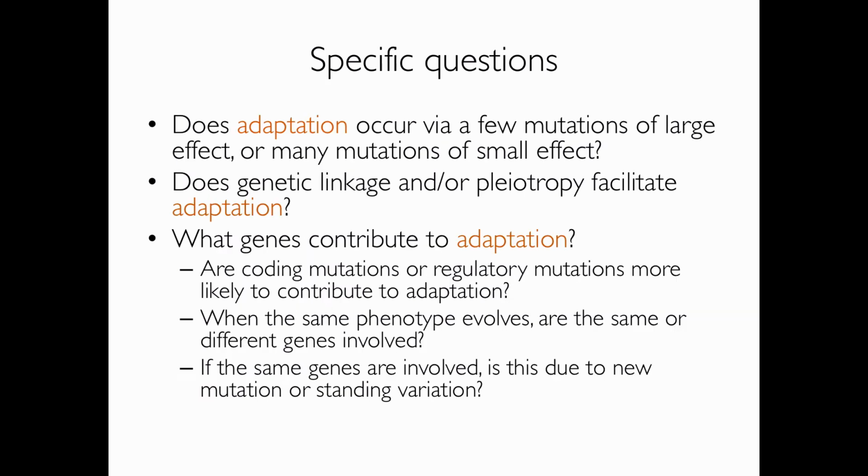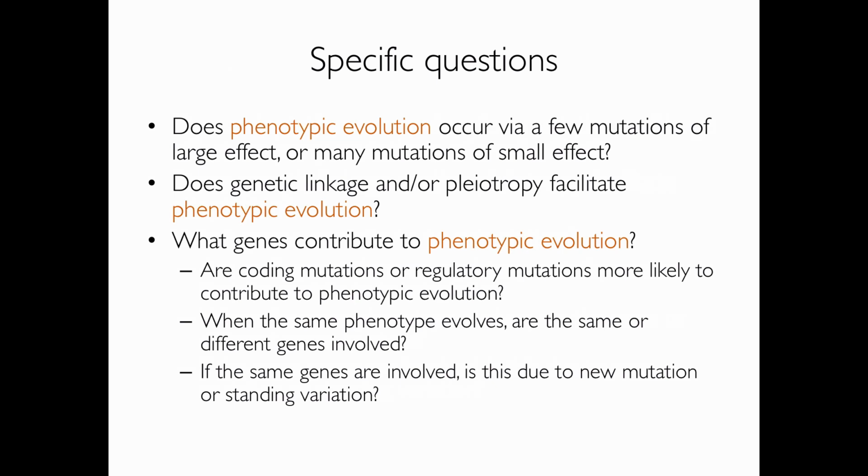So does adaptation occur via few mutations of large effect or many of small effect? Does linkage or pleiotropy facilitate adaptation? And then what are the actual genes that underlie adaptation? Now I have the word adaptation highlighted in orange, because really I have to say that we're studying phenotypic evolution. This is a caveat of our analyses, where these are the genetic basis of phenotypes. We think that the phenotypes that we've mostly studied are adaptive, but we don't always know that. So just keep this caveat in mind: we're talking about the genetics of phenotypic evolution, but we think that we can say something about the genetics of adaptation from what we've learned.